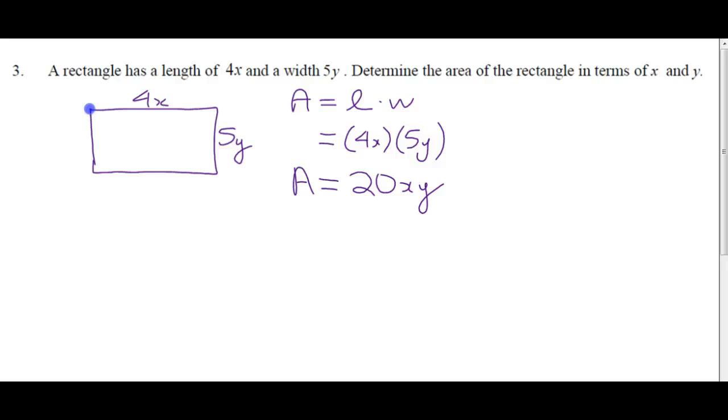Determine means show your work. So we've shown some work, right? I wrote down a formula. I substituted in the formula. I've drawn a diagram so we can see, hey, here's the length, here's the width. And we have the area in terms of x and y. It's 20 times xy. Okay, questions? You've done that in junior high, right?